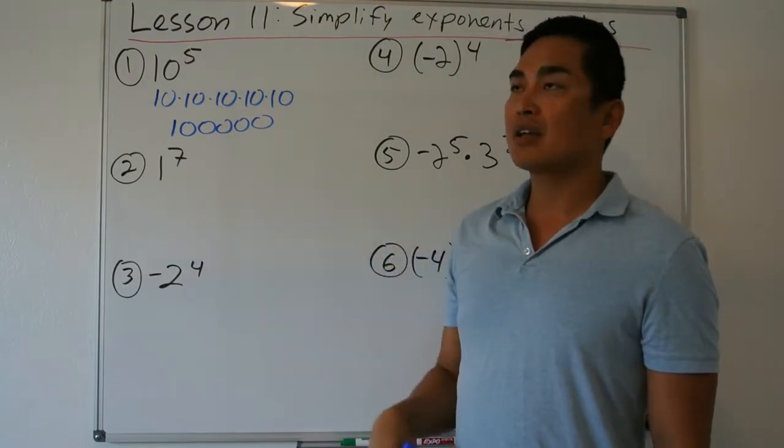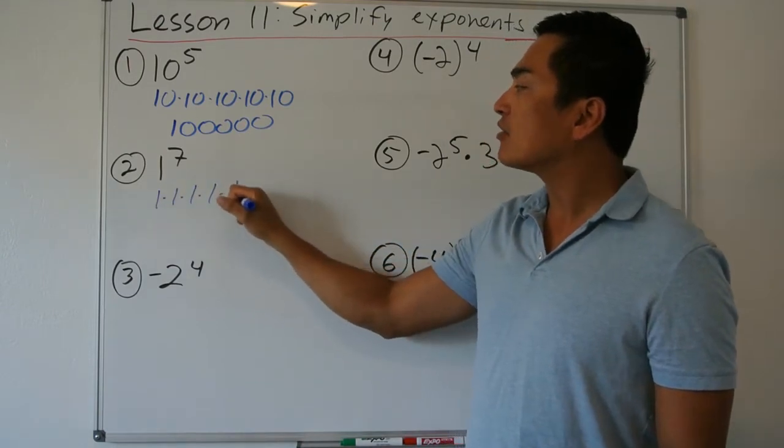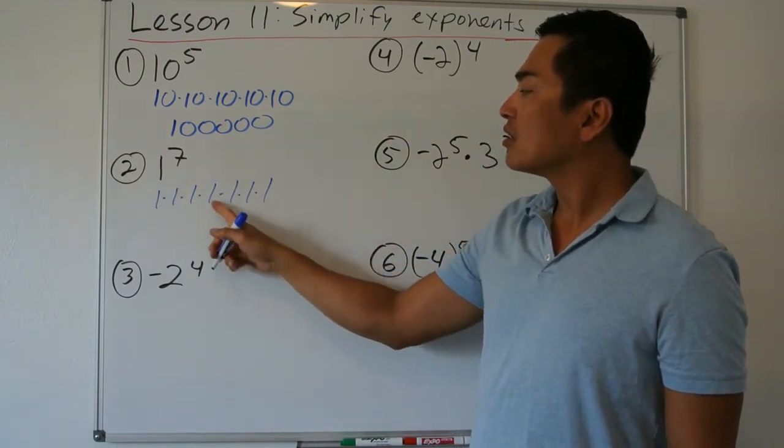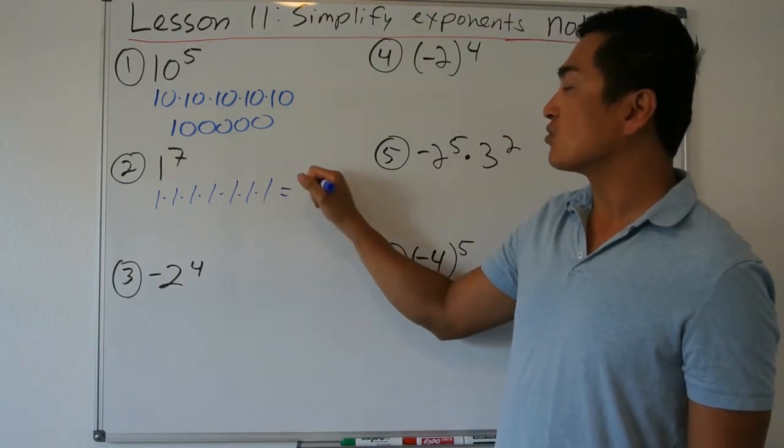7 to the 1 power, again, it's not 7 times 1, it's 1 times 1, 7 of them. And then that's 1 times 1 times 1 times 1. That's an easy one, it's just 1.